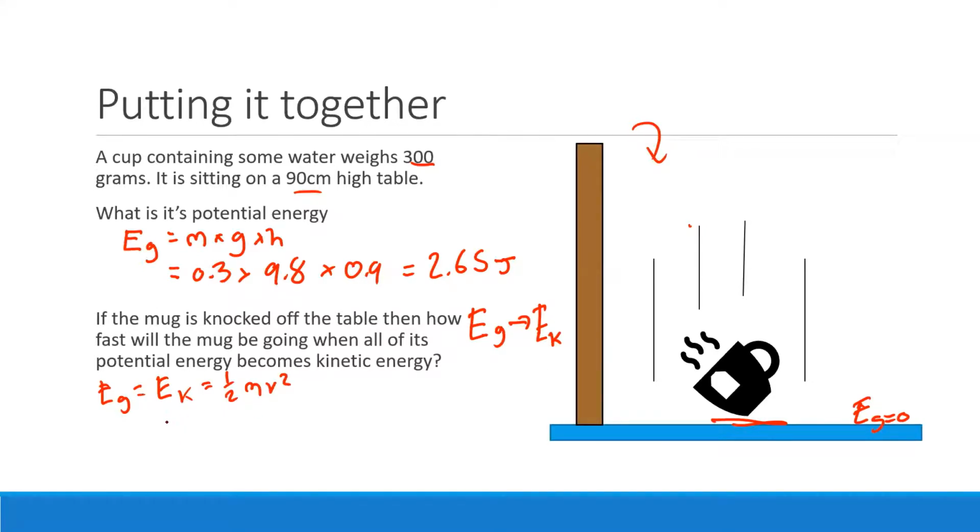Now, if we know that all of it's going to be converted to 2.65 joules, and we know that equals a half times 0.3 times our velocity squared, we can use this to work out our velocity.